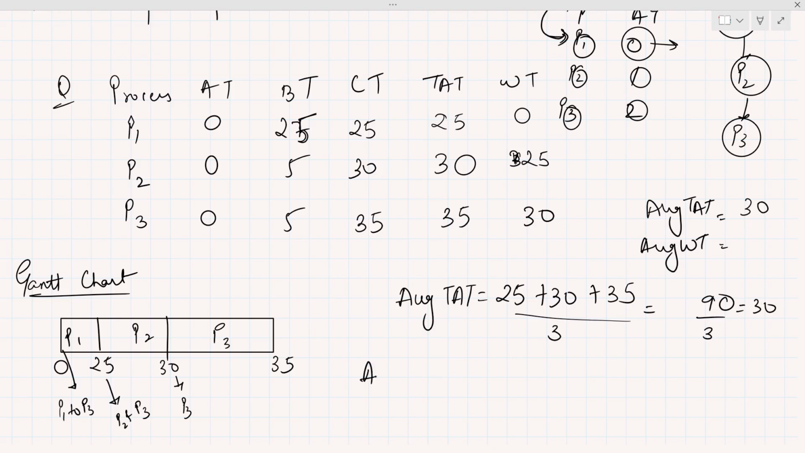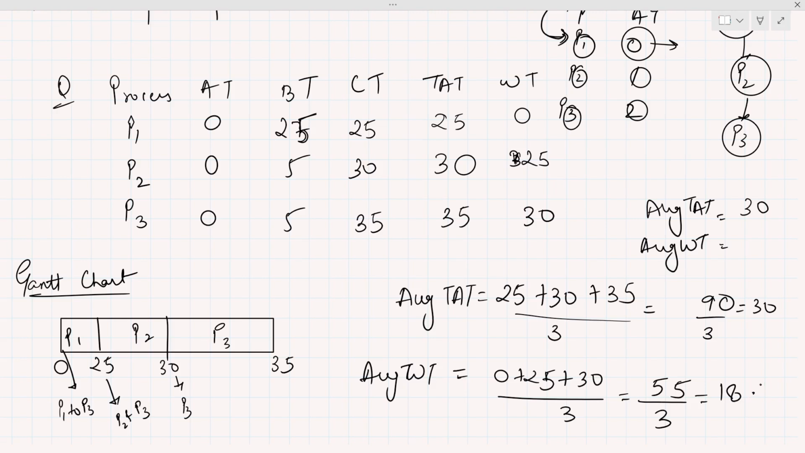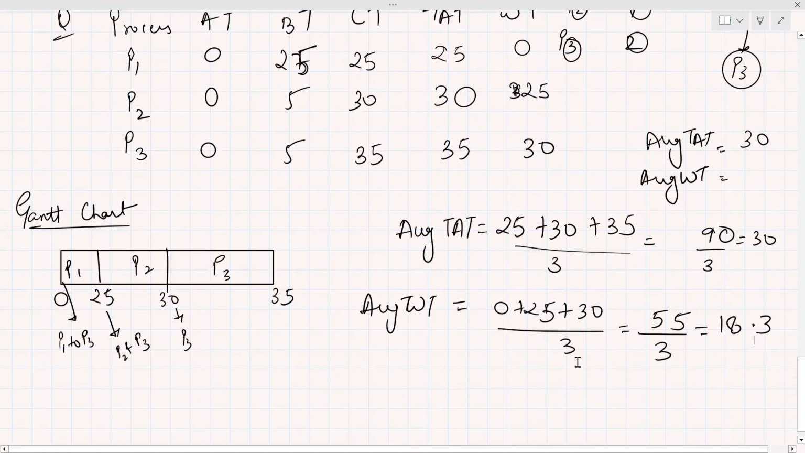Now what is the average waiting time? On average, how much time does a process have to wait? An average TAT means how much time the process basically spent in the CPU. Simple. Now average waiting time: 0 plus 25 plus 30, that is 55, divided by 3. So it becomes 18.3. 18.3 is the average waiting time.